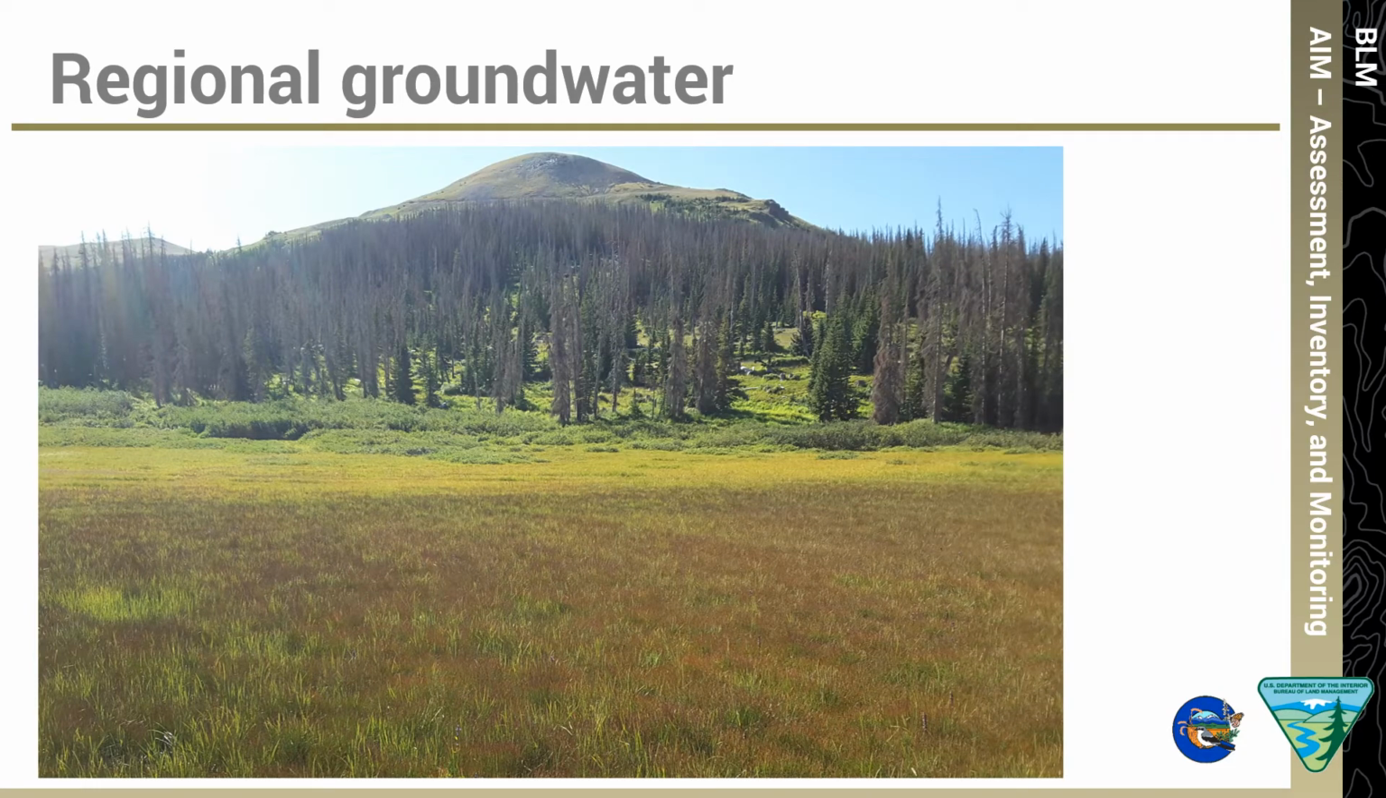Regional groundwater influences many wetlands. This is groundwater originating from the larger landscape. Regional groundwater often occurs at the base of slopes or alluvial fans, where regional aquifers discharge diffusely to the land surface. Subsurface geologic features, such as low permeability bedrock, can also push regional groundwater flow to the surface.